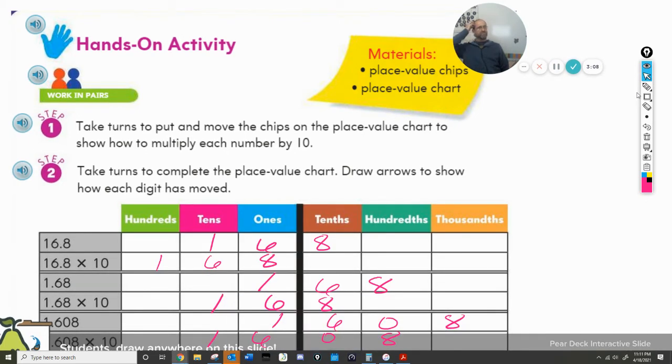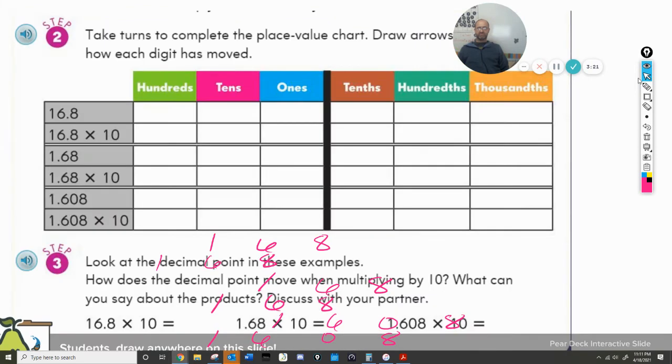Do we agree? Even though I covered up the bottom with my Pear Deck thing, of course we agree. Brilliant minds think alike. Good job on this. In every case, our decimal moved over one spot. Beautiful.